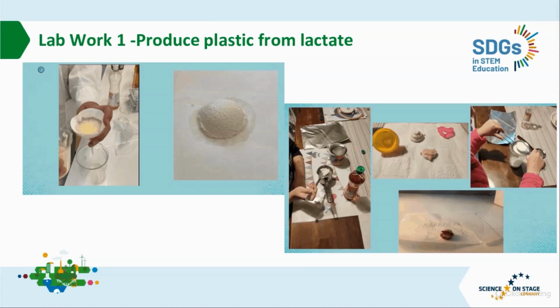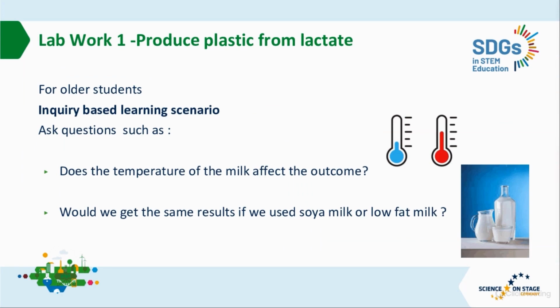So we also tested this unit for this activity for older students, like fifth or sixth grade of elementary school. But there we focused on the more inquiry-based method. So we asked the students what would happen if we had a different kind of milk, if we used soya milk. Would we have the same result? Or what would happen if we would have different temperatures of the milk? If we had cold milk or another temperature of the milk, would we have the same result? So we focus on the inquiry-based method for that.